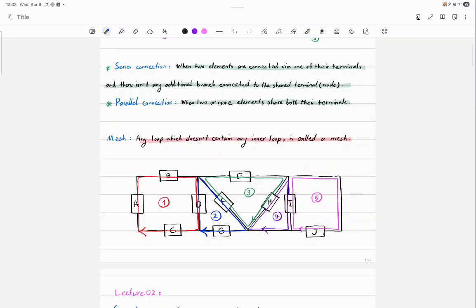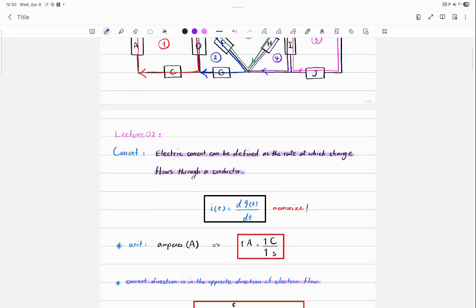And to determine mesh, you always go clockwise. This is something that we've worked a lot, so I'm guessing there shouldn't be any problem here.